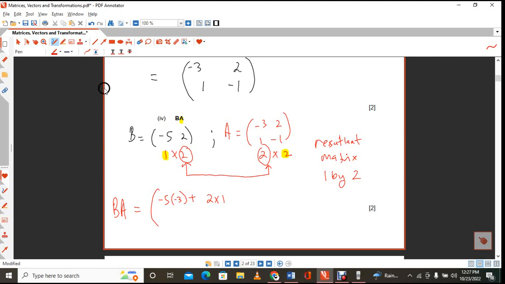maybe I'll change the color so you don't get confused. I'll say -5 times 2 over there, plus 2 times -1. Okay, so what is this answer equal to? Well, you've got 15 plus 2, that gives you 17. And then that gives you -10, and this is -2. So -10 plus -2, that gives you -12. And that is the answer.